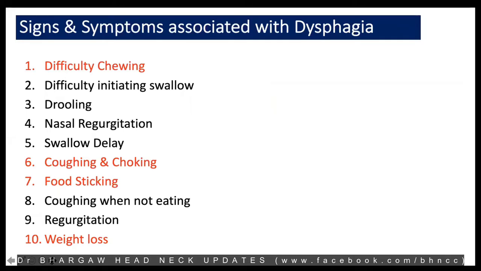So what kind of signs and symptoms do these patients present with? They will have difficulty in chewing, they may have drooling, they may have nasal regurgitation. The most common complaint is either coughing or choking episodes, or food sticking in the back of the throat and not being able to get it out. The patient will also have weight loss. So globally, these symptoms are called Murphy's trigger symptoms for dysphagia.